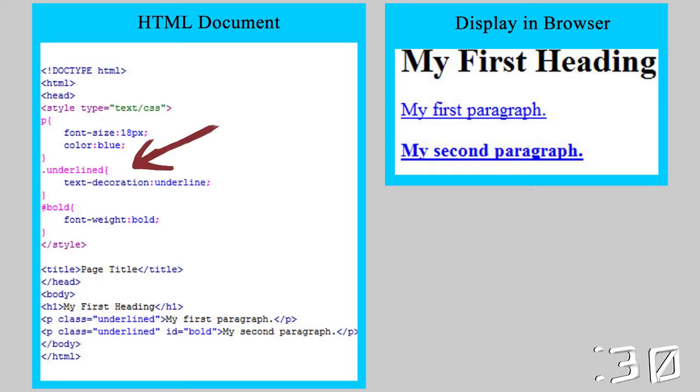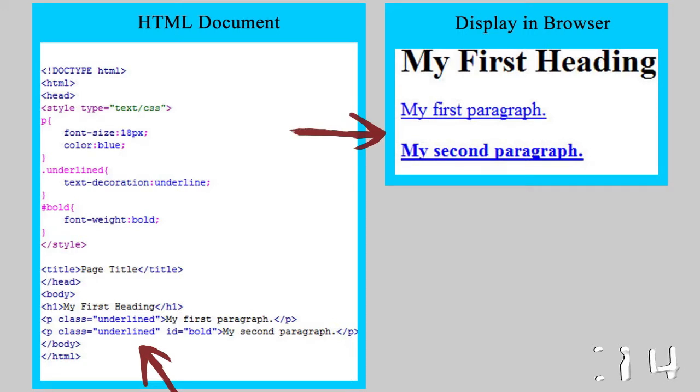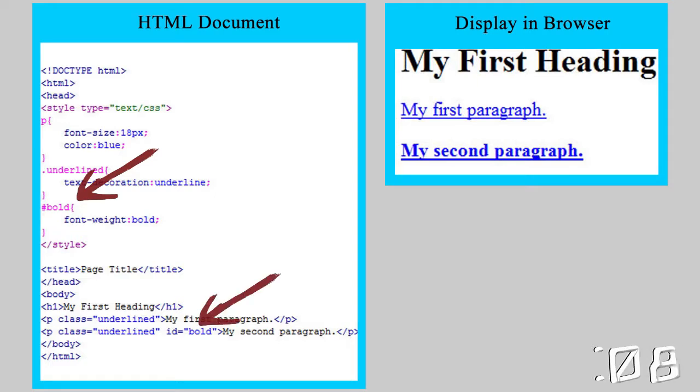Underneath the paragraph style, I have a class called underline. The period indicates the class, and anything of this class will be underlined. Notice the two paragraphs both have class underline, so they both are underlined. Next, I have an ID bold. This will apply to the element within the document that has an ID of bold, as does our second paragraph.